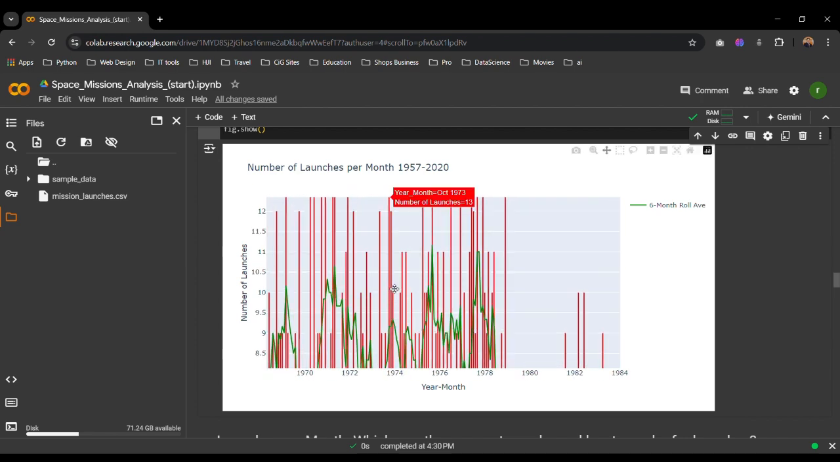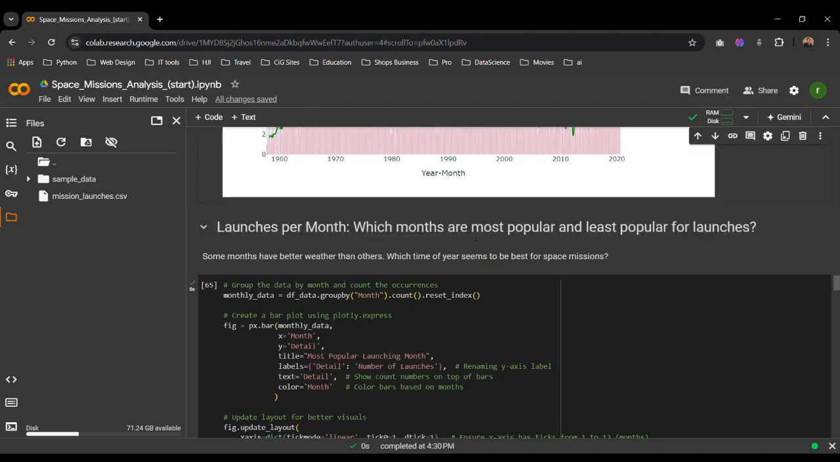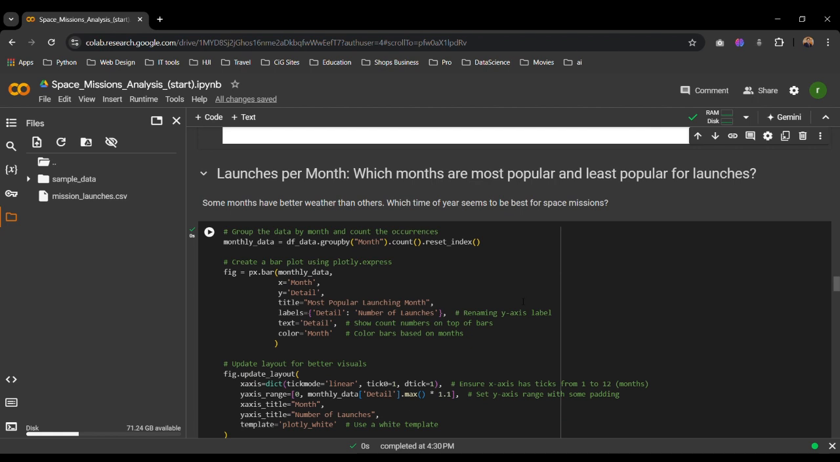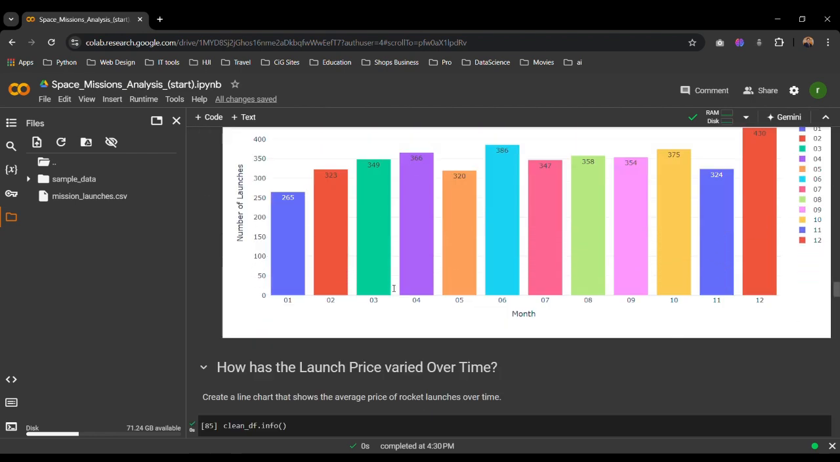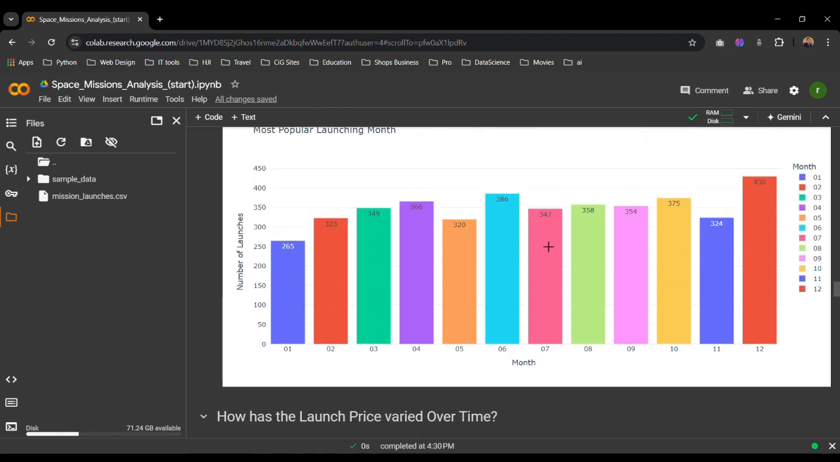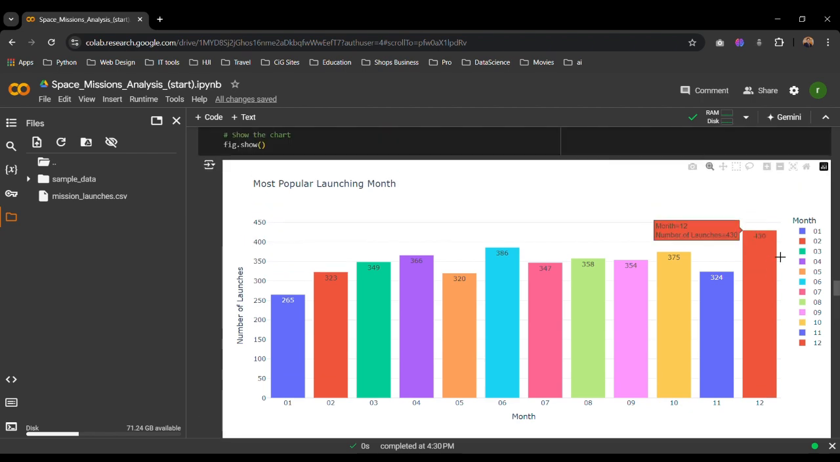So the red bar represents the actual number of launches per month, which months are the most popular and least popular for launches. So we just use the name of the month or the number of the month, and we exclude the number of the year. So the result, guys, is that the most popular launching month is the month of December.